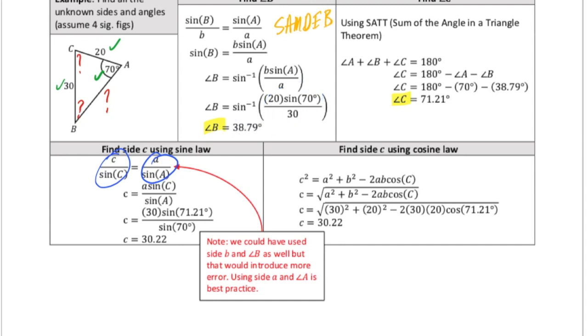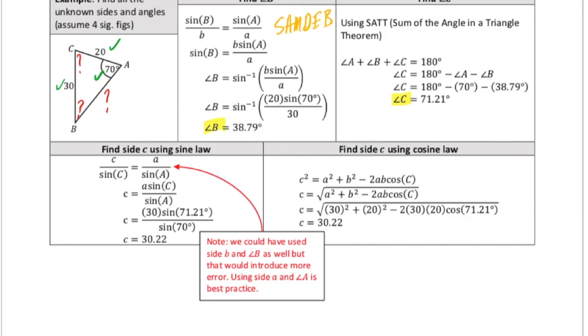So as best practice would dictate, you try to avoid using any found value and you try to stick with the most pristine. So in this case, the most pristine values to work with are angle A and side A. And the reason why is that those are given. So those have absolutely no error in them whatsoever. So this is why I'm comparing side C, angle C, with side A, angle A.